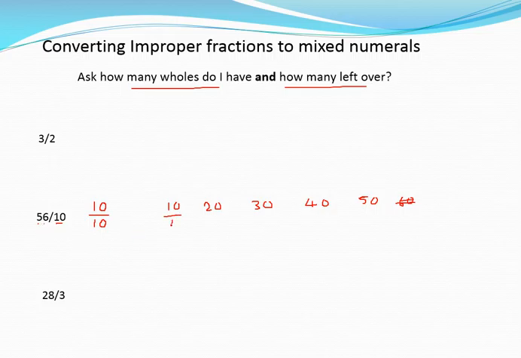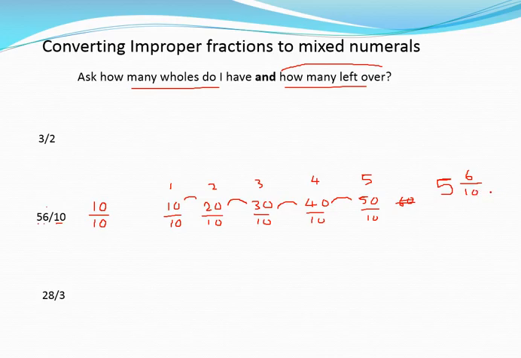Let's think about these in terms of tenths: 10 tenths, 20 tenths, 30 tenths, 40 tenths, and 50 tenths. If we accept that 10 tenths is one whole, there's one whole. I add 10 more tenths, so I've got two wholes, which gets me to 20 tenths. Another 10 gets me to 30 tenths, then 40 tenths, then 50 tenths. So really what I've got is 5 wholes here. In my mixed numeral I have 5 whole numbers. Then what have I got left over? I've got 6 more tenths. So it becomes 5 and 6 tenths.